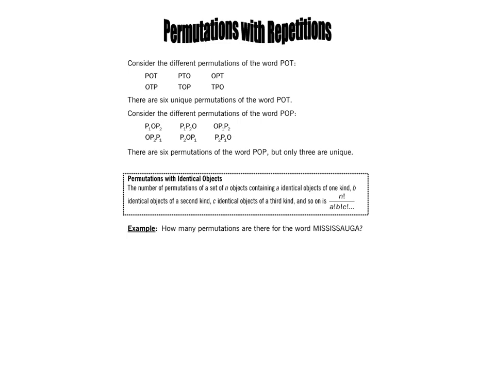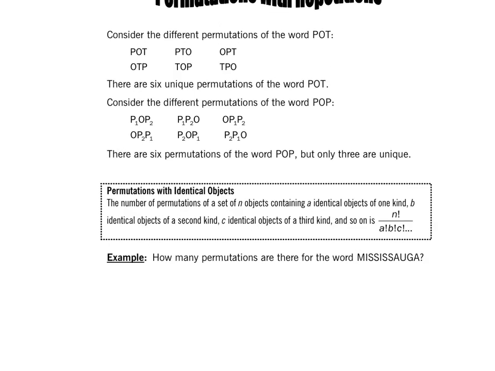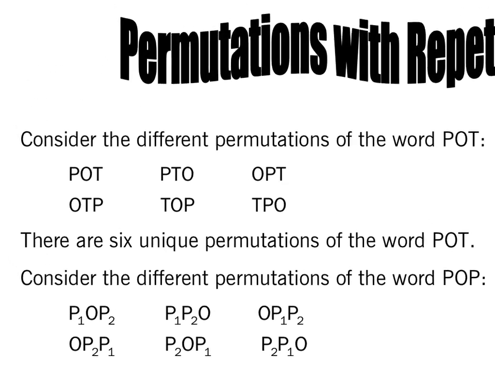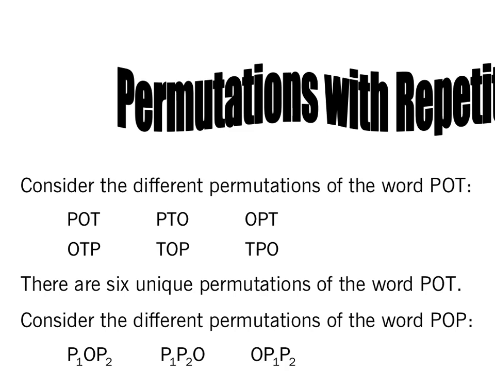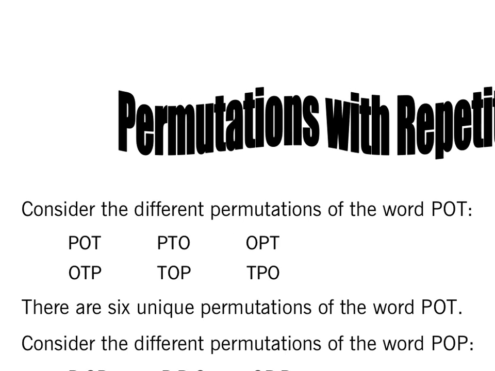Hey grade 12s, today we're going to talk about permutations with repetitions. And in order to do that, we're going to talk about a couple different words here. We're going to start off by looking at the letters in the word pot.